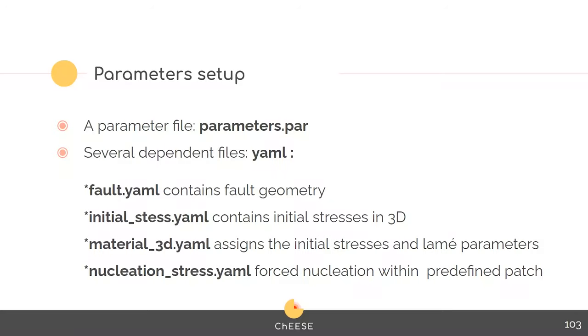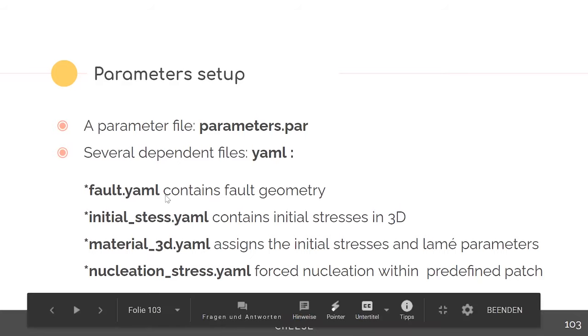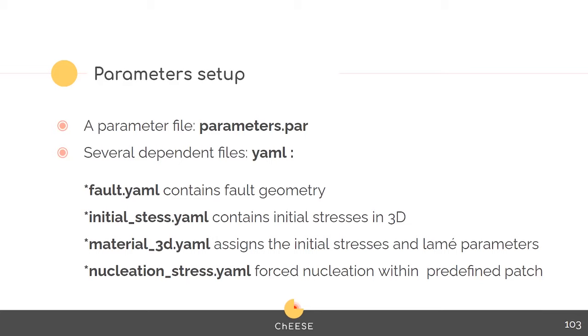Again, we will have a parameter setup. So we will have our parameter file and several dependent YAML files. In this case, we will have a fault YAML file, which constrains the fault geometry, and an initial stress YAML file, which contains the initial stresses in 3D. Then we have a material 3D YAML file, which has all the initial stresses and Lamé parameters in there that we will need for our dynamic rupture simulation. And then we have the nucleation stress YAML file, which describes a forced nucleation within a predefined patch.